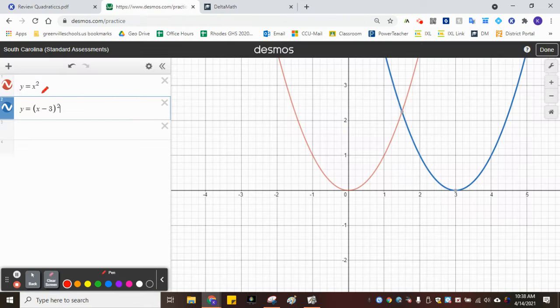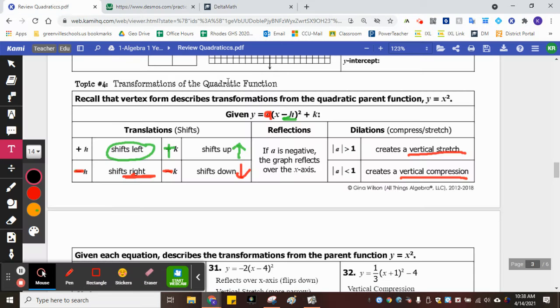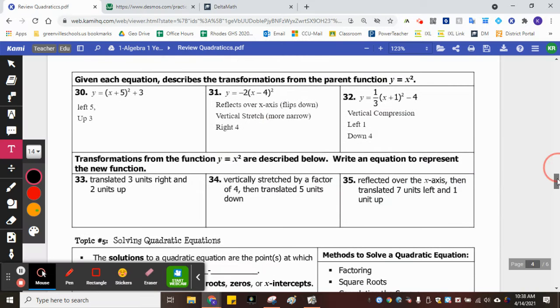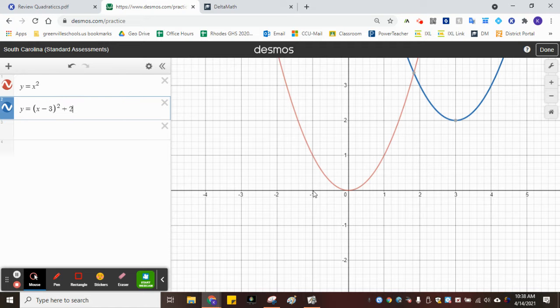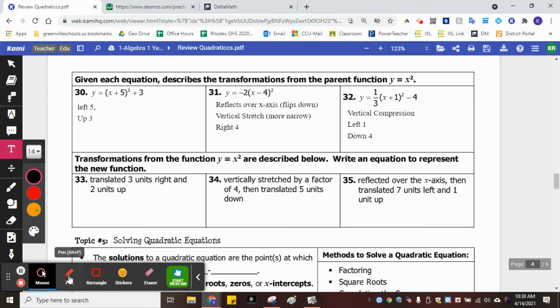So inside my parentheses, to move right, I had to do negative 3. And then I'm going up 2, positive 2. So I took this red graph, I moved right 3, 1, 2, 3, and up 2. So that's your equation. And hopefully they'll give you a multiple choice question on this to make it a little bit easier, but sometimes they won't. So I want you to be able to figure out how to get there.